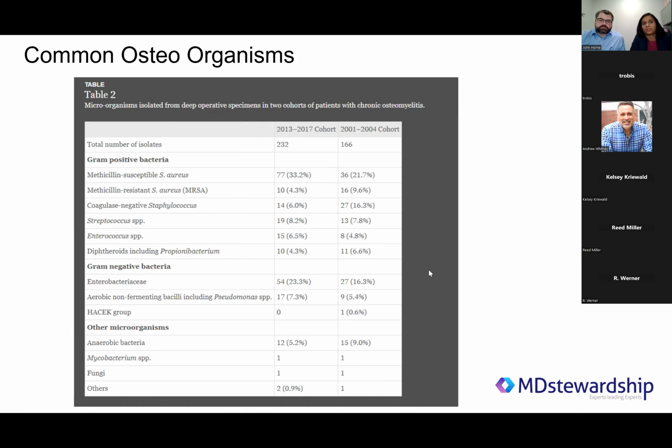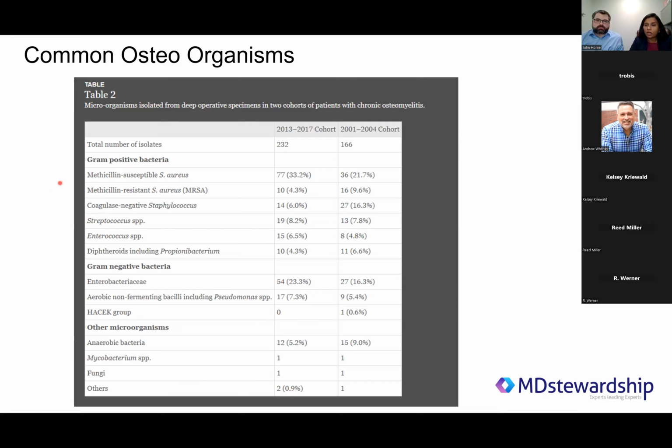One of the things we get asked about is what antibiotic we should give, because a lot of times a patient has osteomyelitis but we don't have any cultures yet. You want to know, what should I target? What antibiotic should I start? This was a really nice, large study that looked at 2001 to 2004 versus 2013 to 2017 to see if there were any changes in the bacteria. Are we seeing more MRSA, MSSA? What should I be treating?